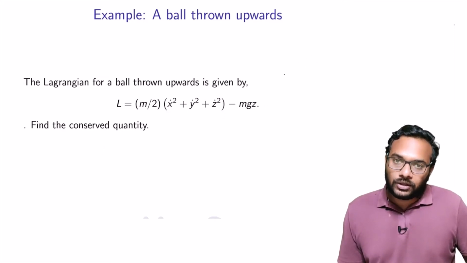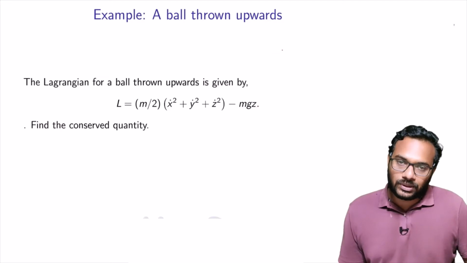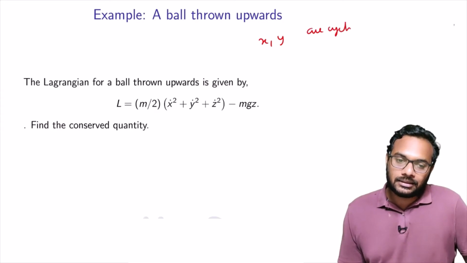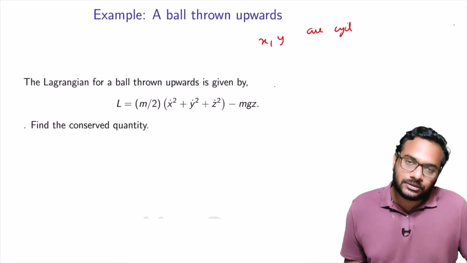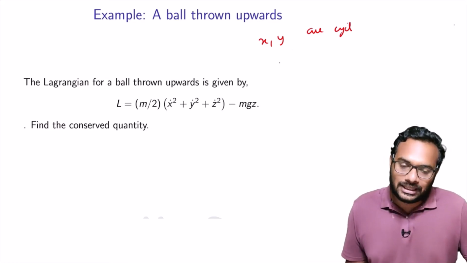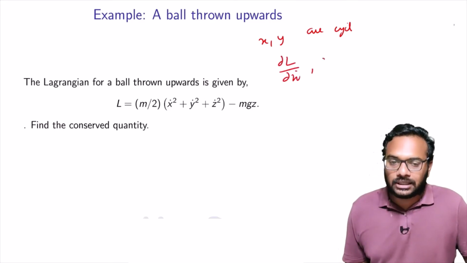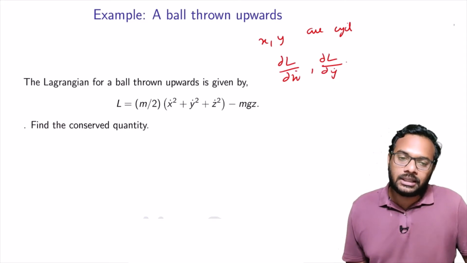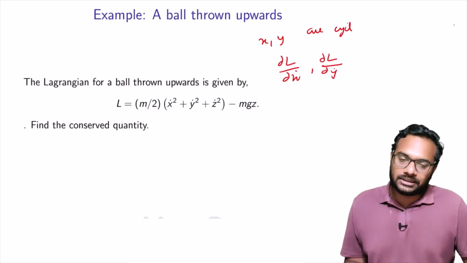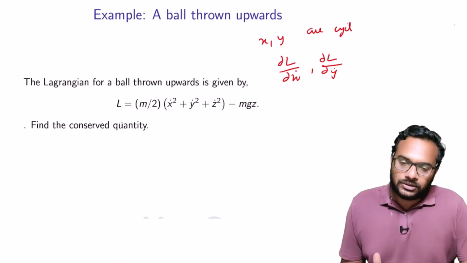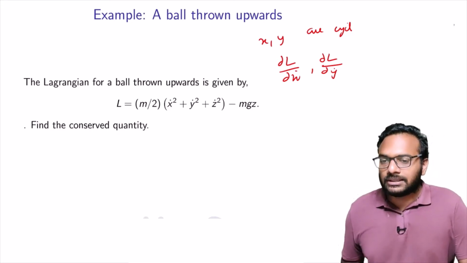Now we already know that here there are two conserved quantities. Why? Because you see that x and y are cyclic coordinates. So for this problem we can identify them just by looking at this Lagrangian, because x and y are cyclic. So we know that ∂L/∂ẋ and ∂L/∂ẏ are conserved momenta, conserved quantities. But let's do it using Noether's theorem just to be familiar with this method.